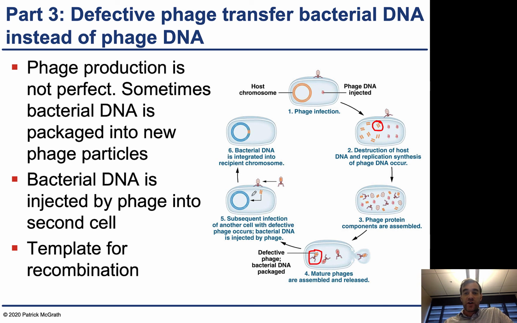Instead, all you have is bacterial DNA, and that can actually be integrated into the recipient chromosome, especially through recombination. If this piece of DNA is homologous to part of the bacterial chromosome, then you can have recombination occur, where you have genetic exchange. And so this allele can be replaced by whatever allele is present in this donor DNA.